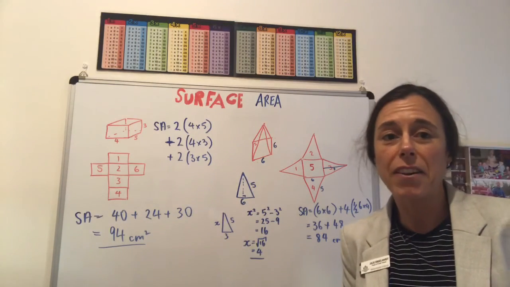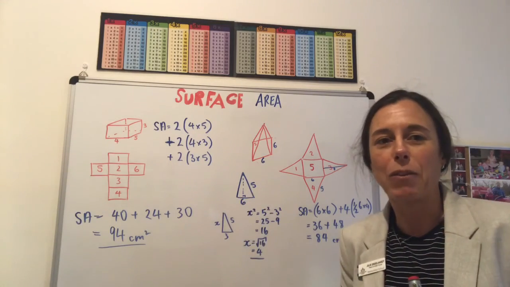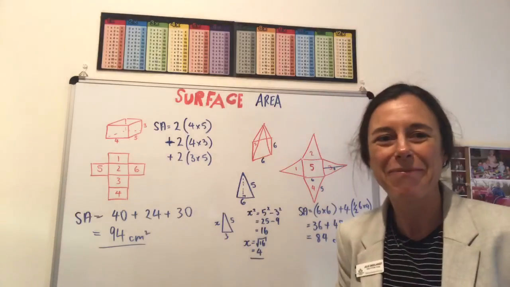Okay, so surface area in a nutshell, determine how many sides you have, find the area of all of those sides, add them together.